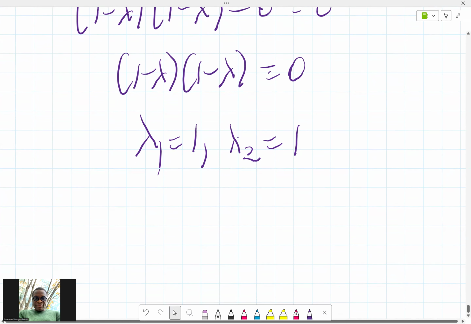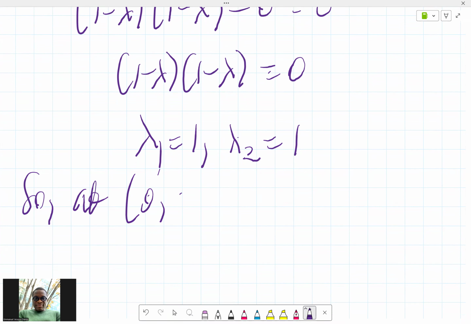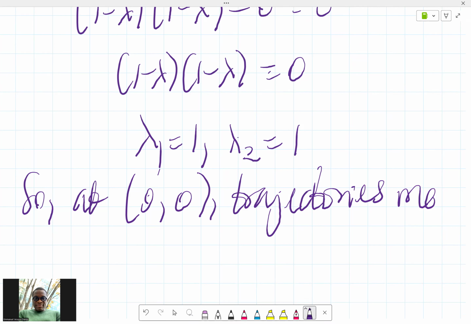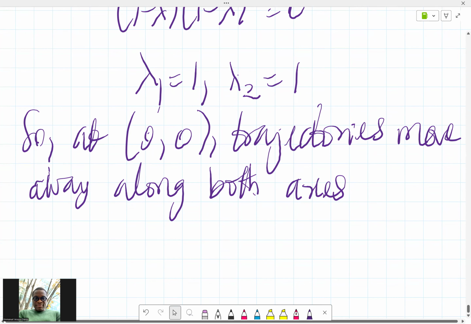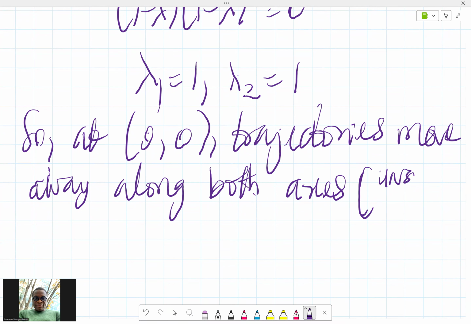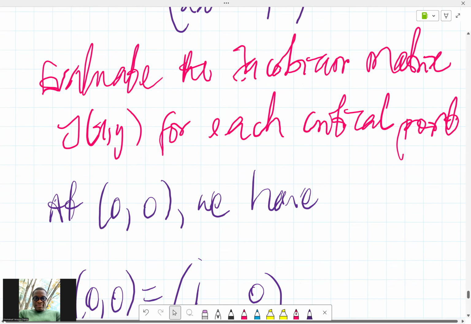So, in clear terms now, at 0, 0 trajectories move away. They move away along both axes, because both numbers are real and positive. So we have an unstable node from our classification before. Both real and positive, we have an unstable node. So we are going to have a moving away from the critical point. That's what this one has told us, that is at x equals 0, 0.